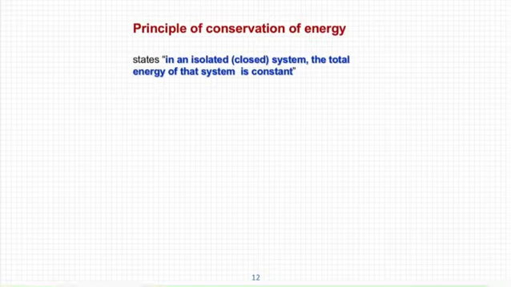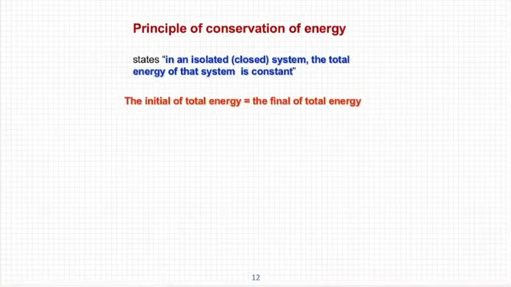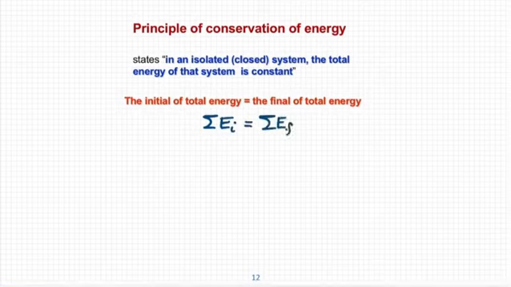Okay, now we will learn about the principle of conservation of energy, which states that in an isolated or closed system, the total energy of the system is constant. This principle is basically telling us that the initial total energy is equal to the final total energy, which we can also write as the sum of Ei is equal to the sum of Ef. Ei is the initial total energy, Ef is the final total energy.